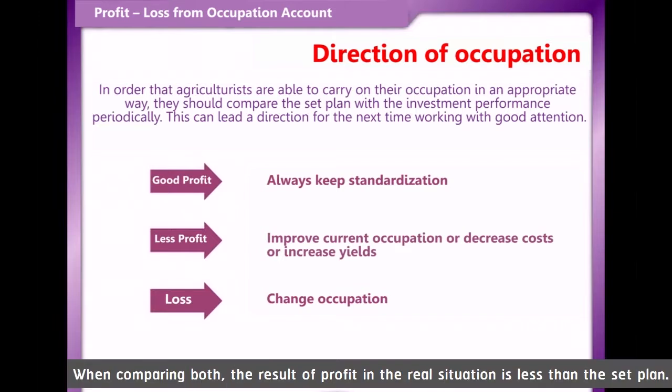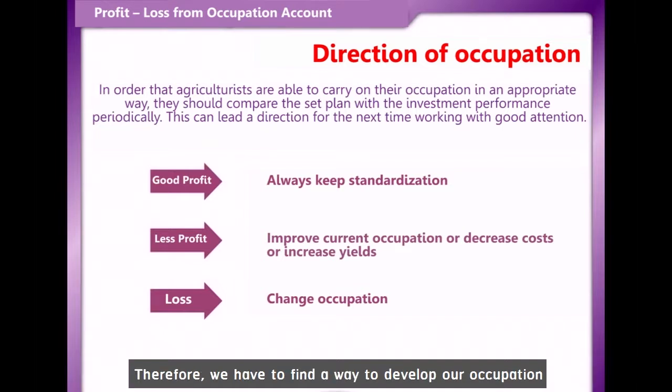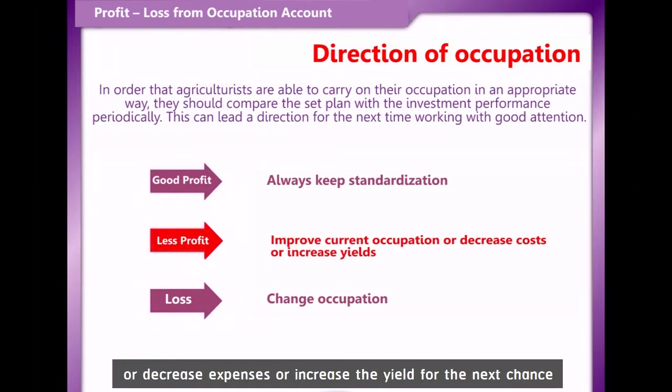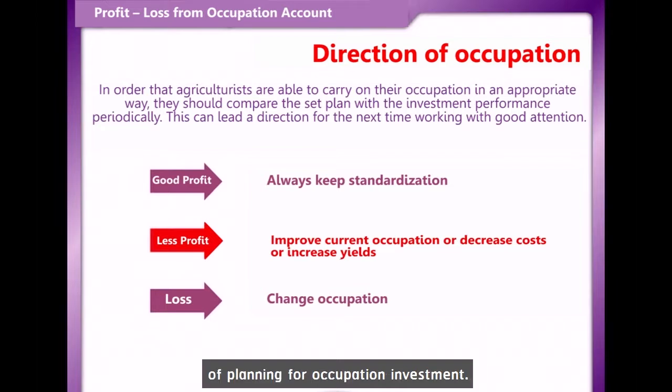Direction of occupation. When comparing both, the profit in the real situation is less than the set plan. Therefore, we have to find a way to develop our occupation, decrease expenses or increase the yield for the next chance of planning for occupation investment.